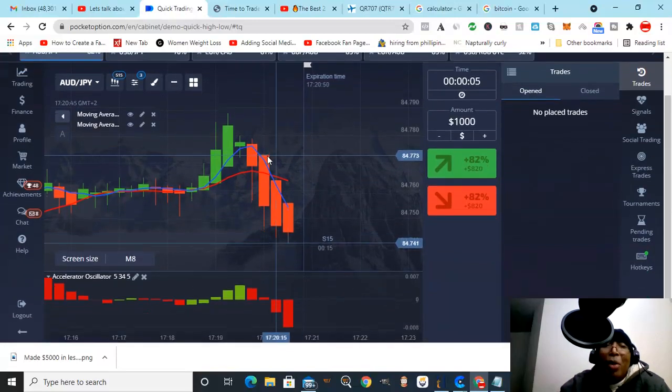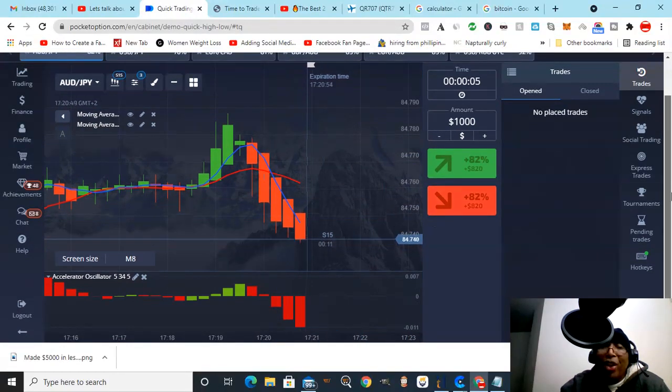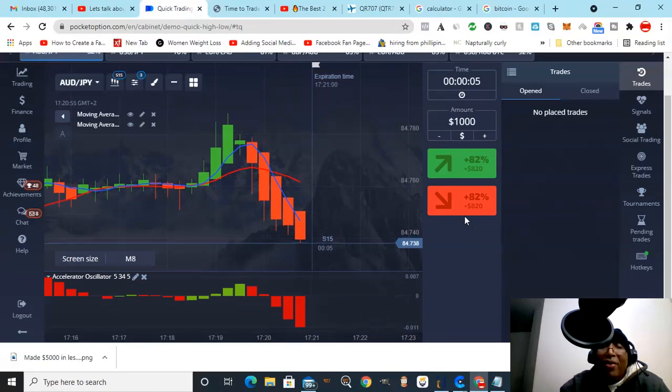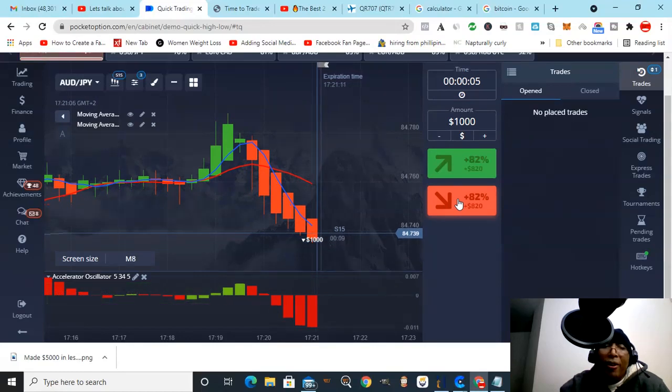7 seconds, 6 seconds, 5 seconds, 4 seconds, 3 seconds, 2 seconds, 1 second. Boom. And there we go. We got in and we are in the money. And we win. Boom. We just saved our money. We did not lose. It was so close. We did not make any profit. We took a $1,000 trade and we just saved our 1,000.